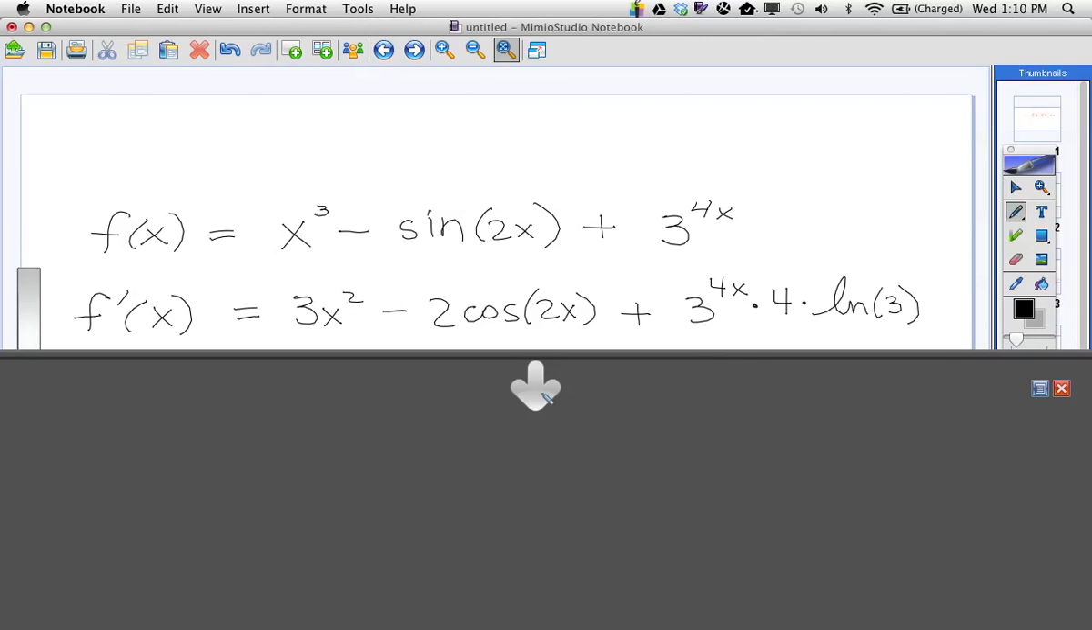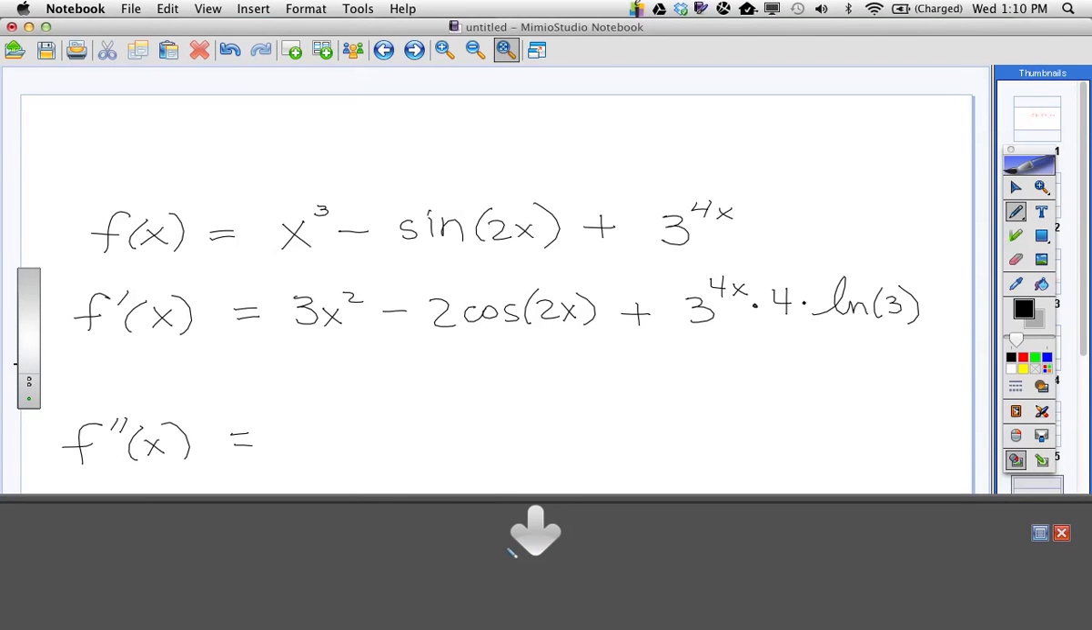Now you can leave that last one like that, or you could take the 4 and the ln 3 and move it around in front, but there's no real reason to do that. Again, that's just rearranging. All right. Now do f double prime.